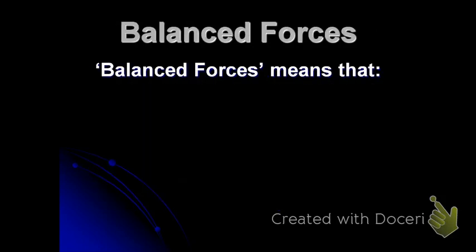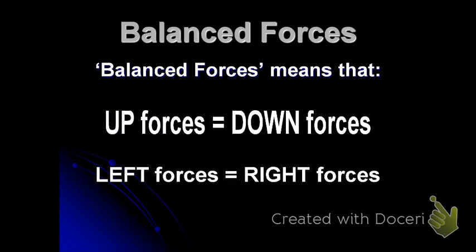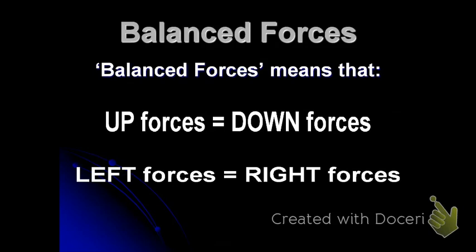So what does it mean to have balanced forces? It's one thing to say the forces have to be balanced, but what does that actually mean? Well, balanced forces means that the up forces equal the down forces, and the left forces equal the right forces. In other words, if you look at all of the forces acting on an object, all of the ups added together will equal all of the downs added together. All of the lefts equal all of the rights. That's what it means by balanced forces. And we'll look at a couple of examples here in just a minute. So up equals down and left equals right.